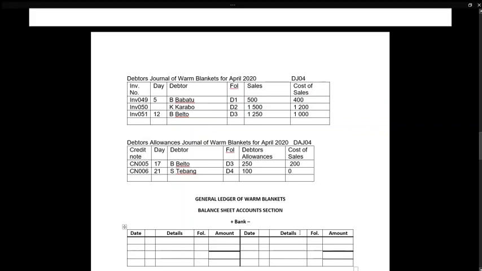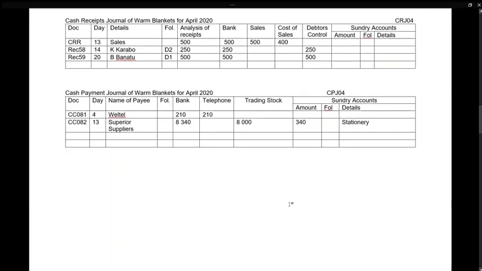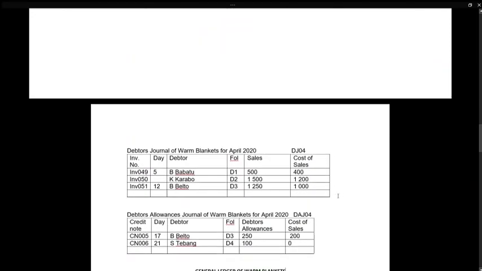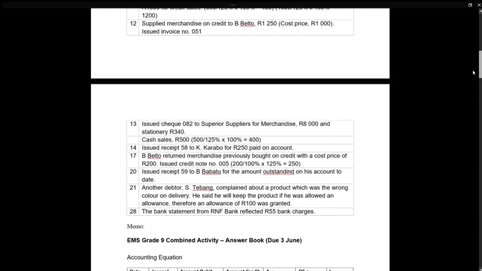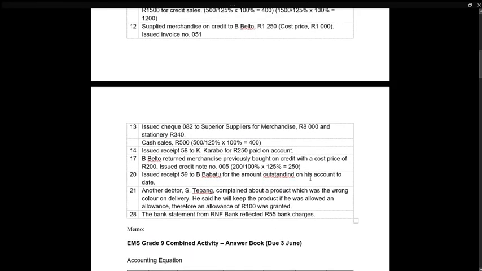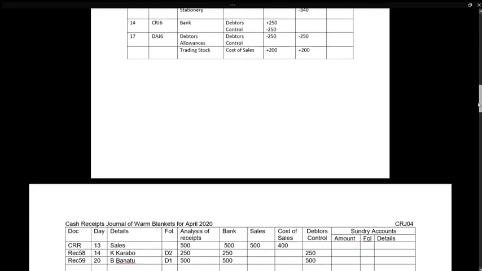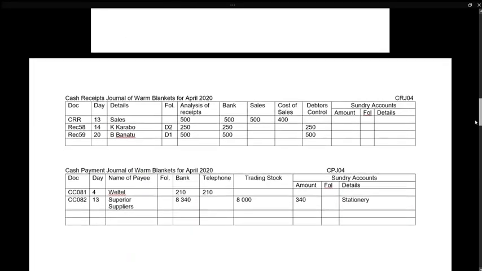Right, so let's quickly total all of our journals. Well, are we done? Let's quickly see if we're done. We're done with the 21st. Let's go and see what's next. On the 28th, the bank statement from RNF Bank reflected 55 Rand bank charges. Okay, so we paid bank charges, so cash payment journal.